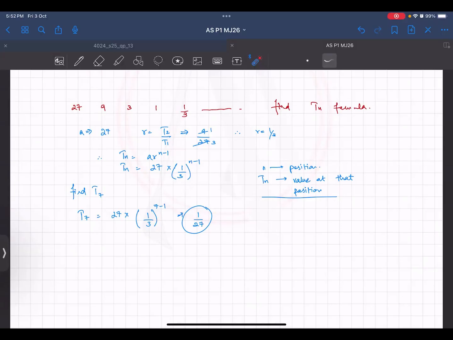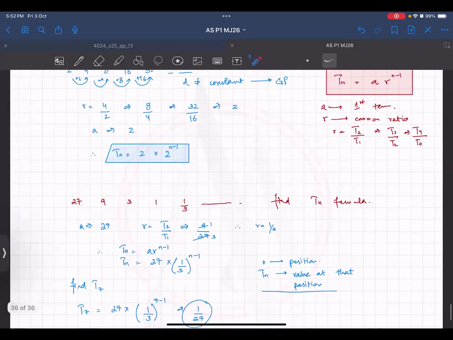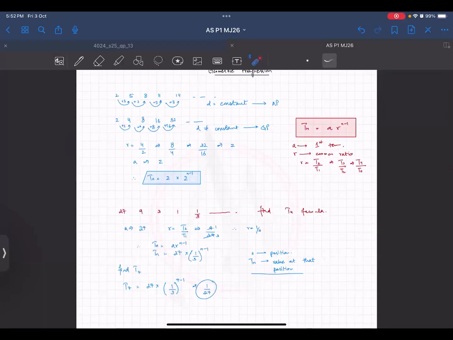Okay. So the difference now you know. In AP, there is the common difference. You are adding a certain constant to the previous term, and then you get the next term. Over here, there is a multiplier. You multiply the previous term with a certain constant, and then you get the next term.